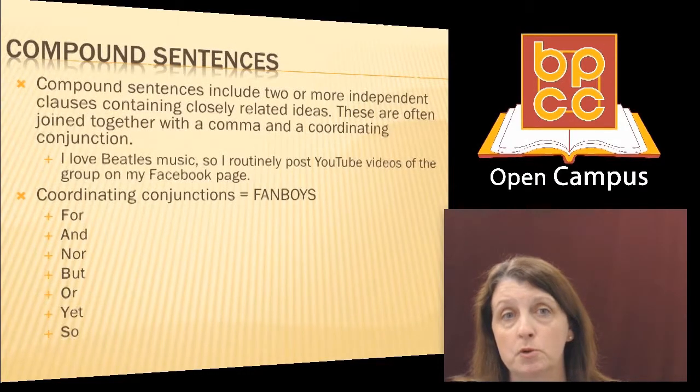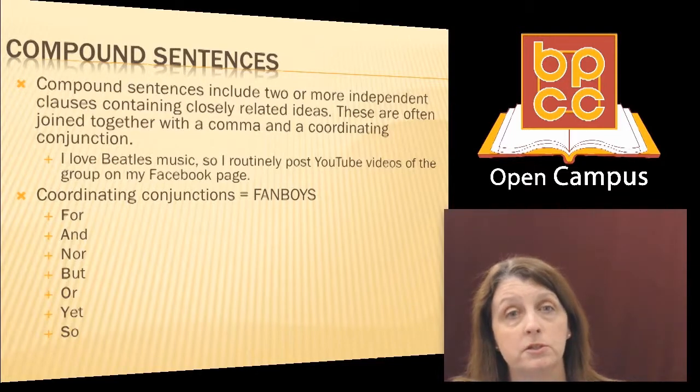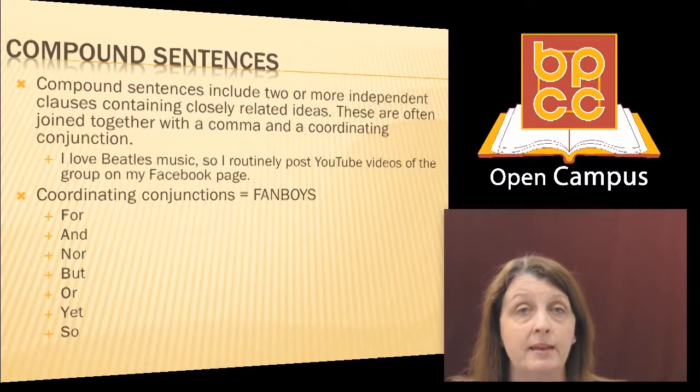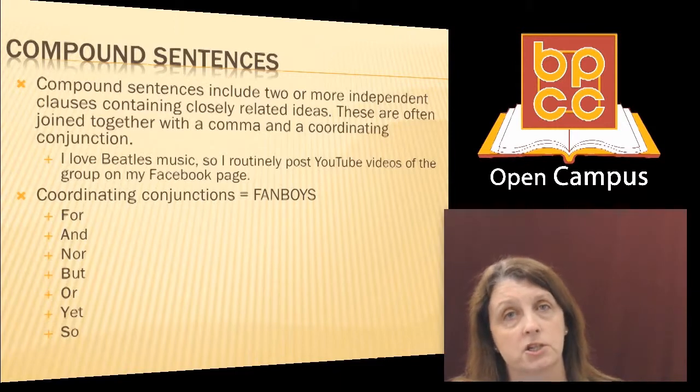Compound sentences include 2 or more independent clauses containing closely related ideas. These are often joined together with a comma and a coordinating conjunction. Here's a sample sentence. I love Beatles music, so I routinely post YouTube videos of the group on my Facebook page. Notice we have 2 independent clauses. The first one is I love Beatles music. The second independent clause is I routinely post YouTube videos of the group on my Facebook page. Both independent clauses have subjects and they have verbs and they express complete thoughts. But they're closely related ideas, and so I choose to connect them with a comma and a coordinating conjunction.